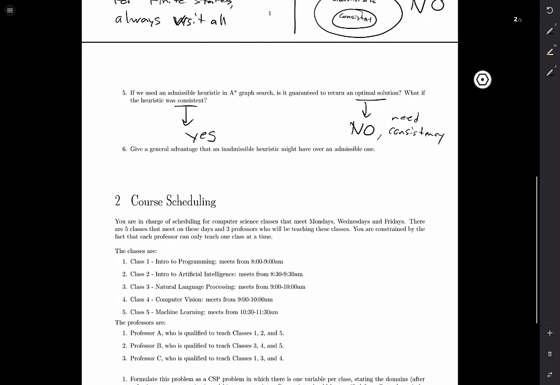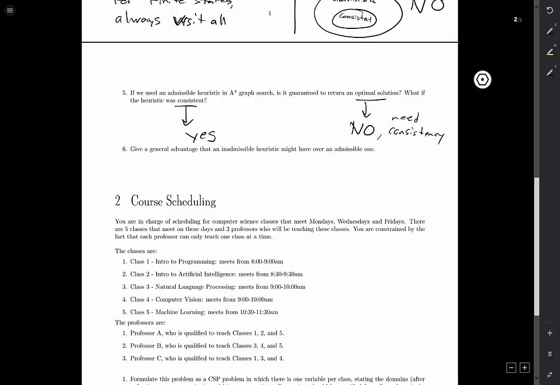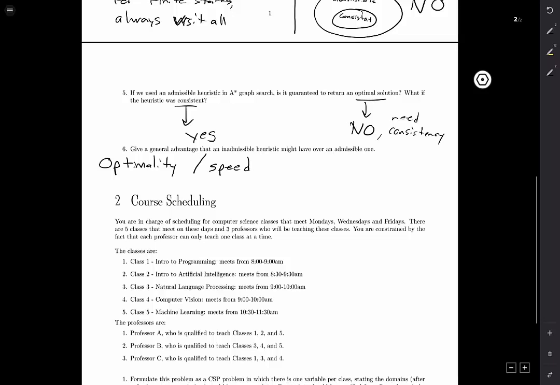Okay, so moving on to number 6. Give a general advantage that an inadmissible heuristic might have over an admissible one. So in general, we're going to think about two different metrics when we're doing our search. One of them that we've been talking about a lot is optimality. Does my search algorithm give me the best solution? But in the real world, you also have speed and time. For example, if you find the optimal solution, but it'll take you 2 days, maybe you'd rather find something suboptimal in 6 seconds.